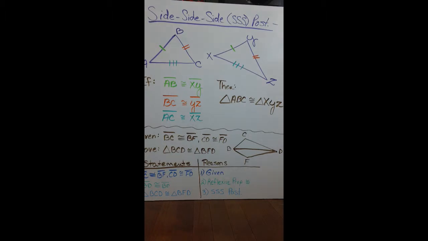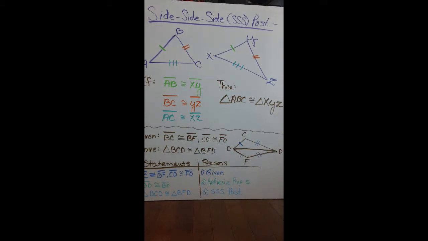We are given that segment BC, or side BC, is congruent to side BF. So let's go ahead and mark that. Side BC is congruent to side BF. And that side CD is congruent to side FD. So let's mark that while we're here also. Side CD is congruent to side FD.